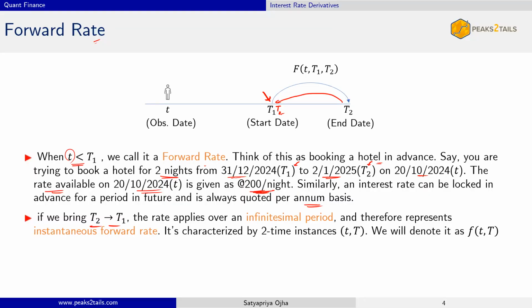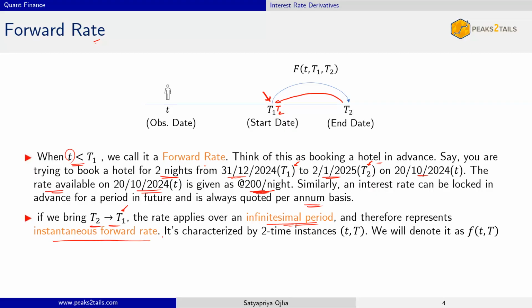The key word that we use is infinitesimal period. If you bring T2 very, very close to T1, the period becomes 1 instant. The other word is infinitesimal, which means extremely close to zero. Positive, but still close to zero. Then we will call this rate the instantaneous forward rate, because it is a forward rate that is applicable for 1 instant.